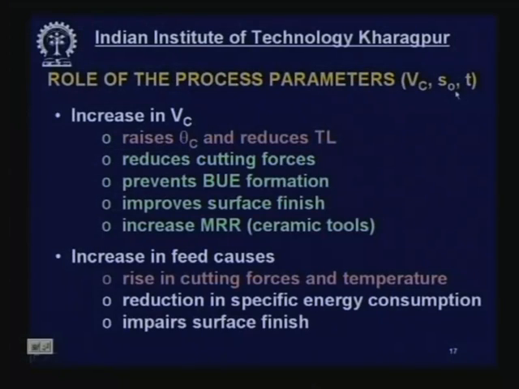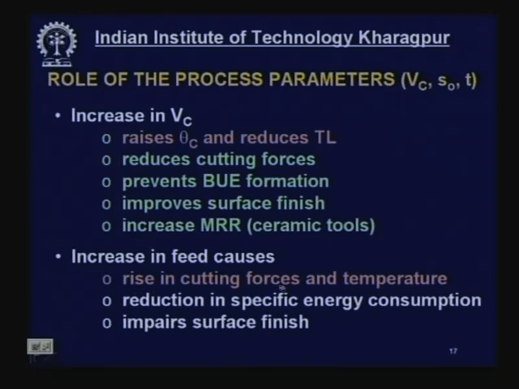Now, role of the process parameters: cutting velocity, feed and depth of cut. Increase in cutting velocity has two effects. It raises the cutting temperature and reduces tool life. This is obvious, all right, but it also helps reduce cutting force because of softening of the work material, prevents built up edge formation and improves surface finish and tool life, increases metal removal rate for material like ceramic tools.